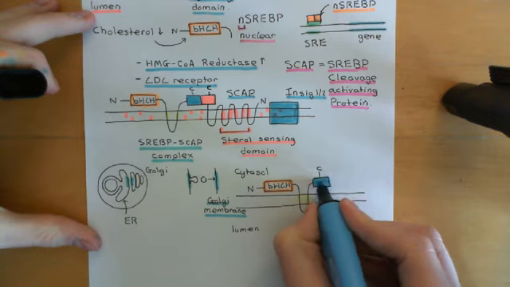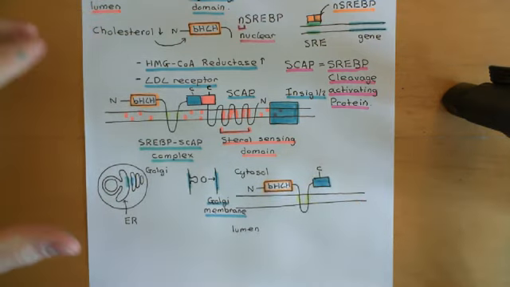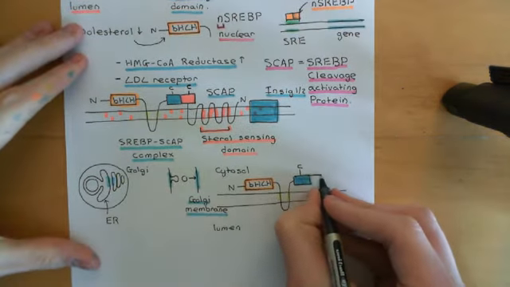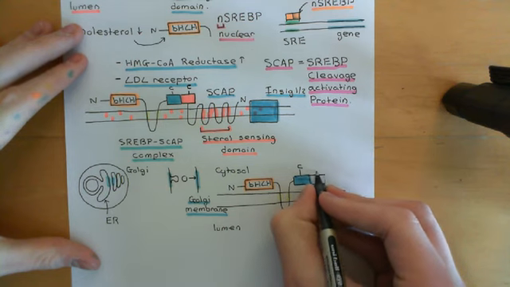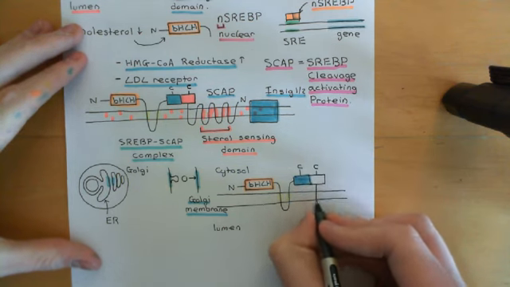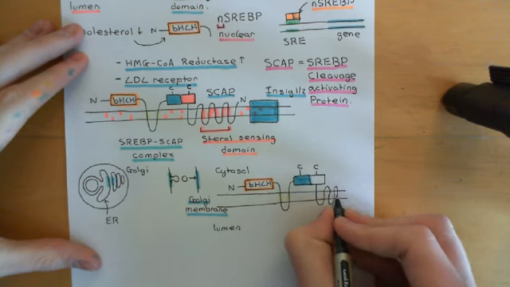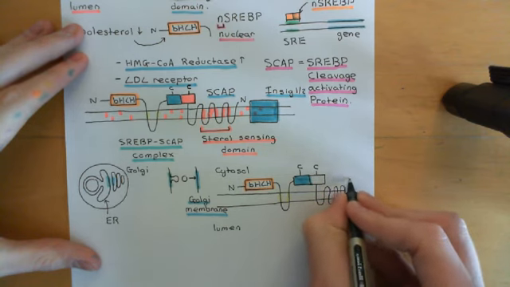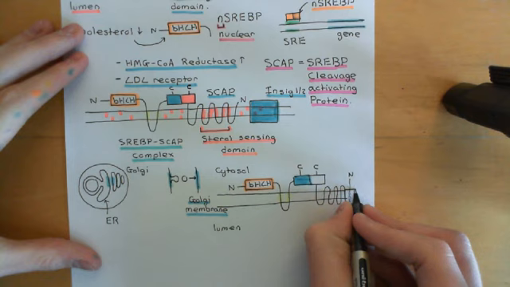Okay, and that will still be in complex with that domain of the SCAP protein, which is capable of binding to that regulatory domain. So I'll just show this here. So here's the C-terminal. Here now is our 8 membrane spanning alpha helices, and then there's the N-terminal.